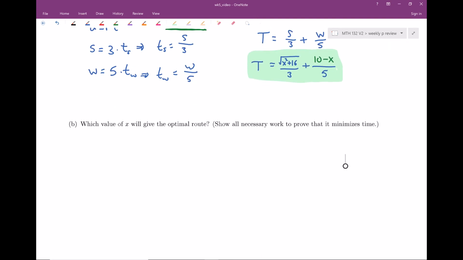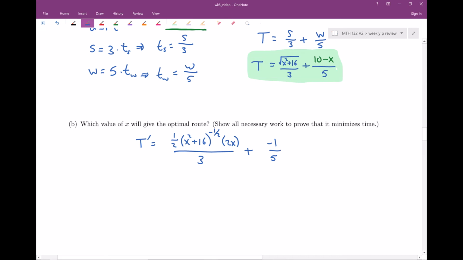So here we have a function now that we can take the derivative of. Let's do that. T prime is going to be equal to, and so let's see, when I take the derivative of this, I have the square root, so the 1/2 comes down. We have x squared plus 16, reduce our power by 1, so that's going to go to negative 1/2. Now we multiply by the derivative of the inside, and that 1/3 is along for the ride. And then the derivative of that negative x is going to be negative 1, and that one's divided by 5 here.